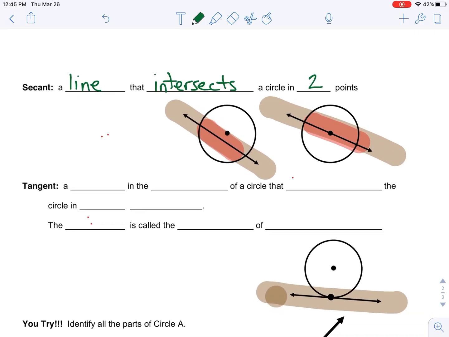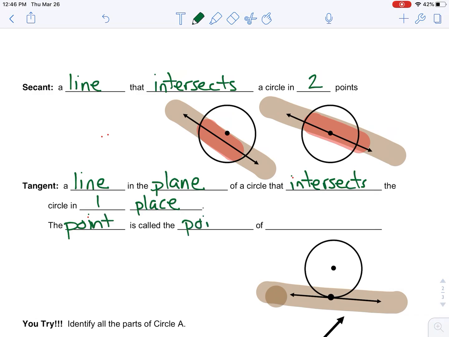Whereas a tangent is a very important word. It's a line. It could also be a segment or ray. In the plane of a circle, it's got to be on the same flat surface of a circle, because you could sort of do weird tangents. It intersects the circle in one place. Okay, just one place, one point. The point that I'm talking about is called the point of tangency. So it's very important that you understand how this works.